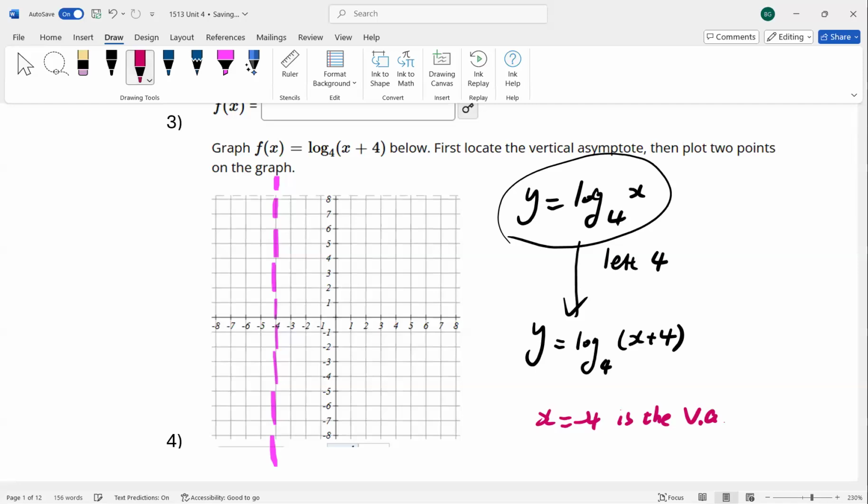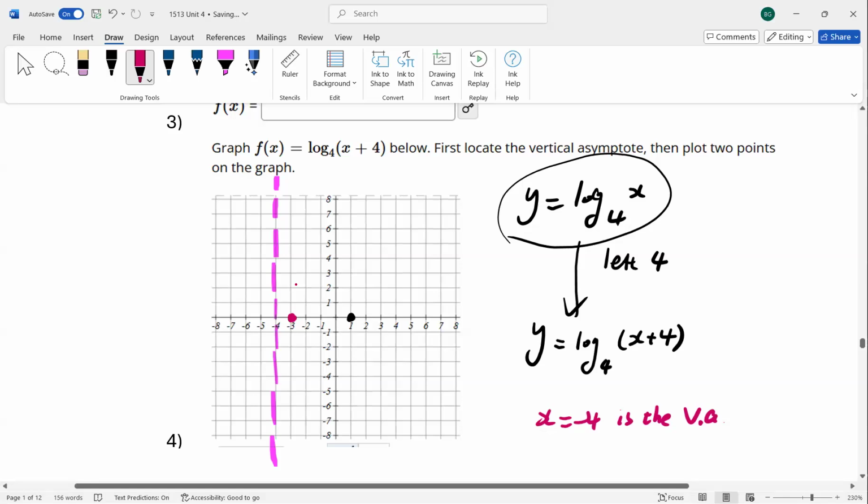So the mother function passes through 1, 0, like that. This is log growth, right? This is log growth because base 4 is bigger than 1. And we just need to shift it to the left 4 units. So the mother function definitely passes through 1, 0. And we shift that point to the left 4 units: 1, 2, 3, 4. So that's a point the graph needs to pass through.